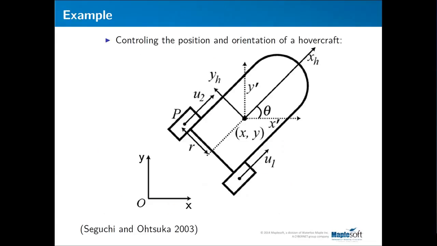In the worksheet that I will show you, you will see an MPC controller generated for controlling the position and orientation of a hovercraft. This is the model of the hovercraft. We will control position X and Y and orientation theta using the forces U1 and U2 generated by the thrusters of the hovercraft. This example is taken from a paper by Seguchi and Otsuka. You will see full information of the paper in the references slide.